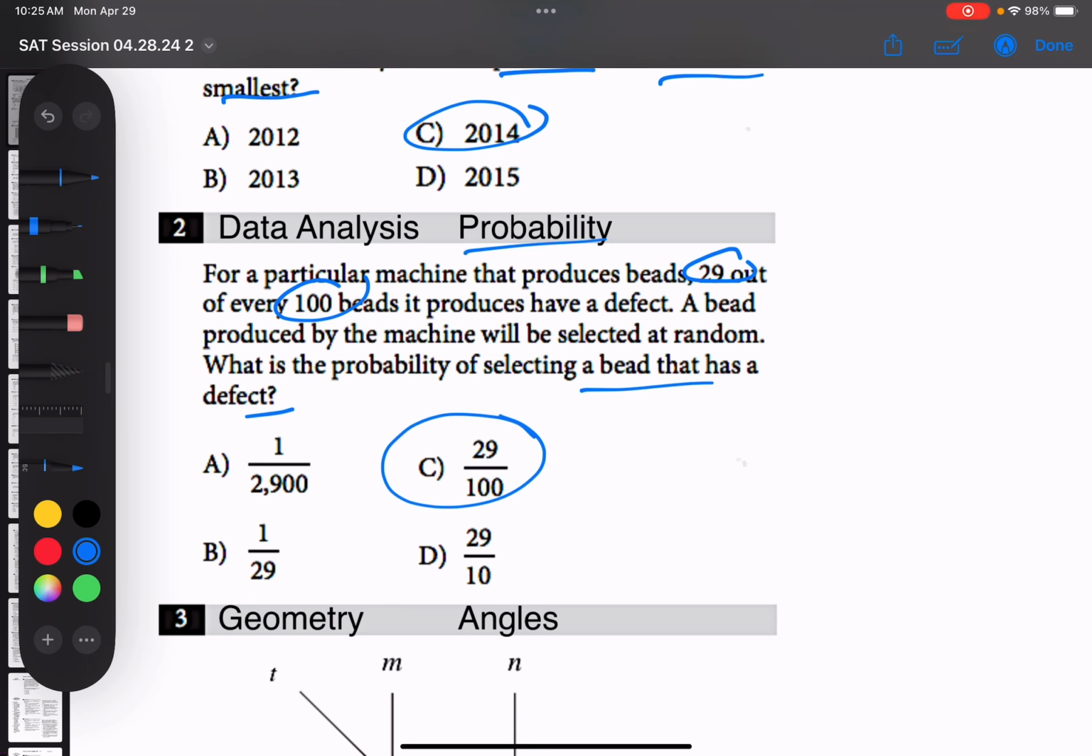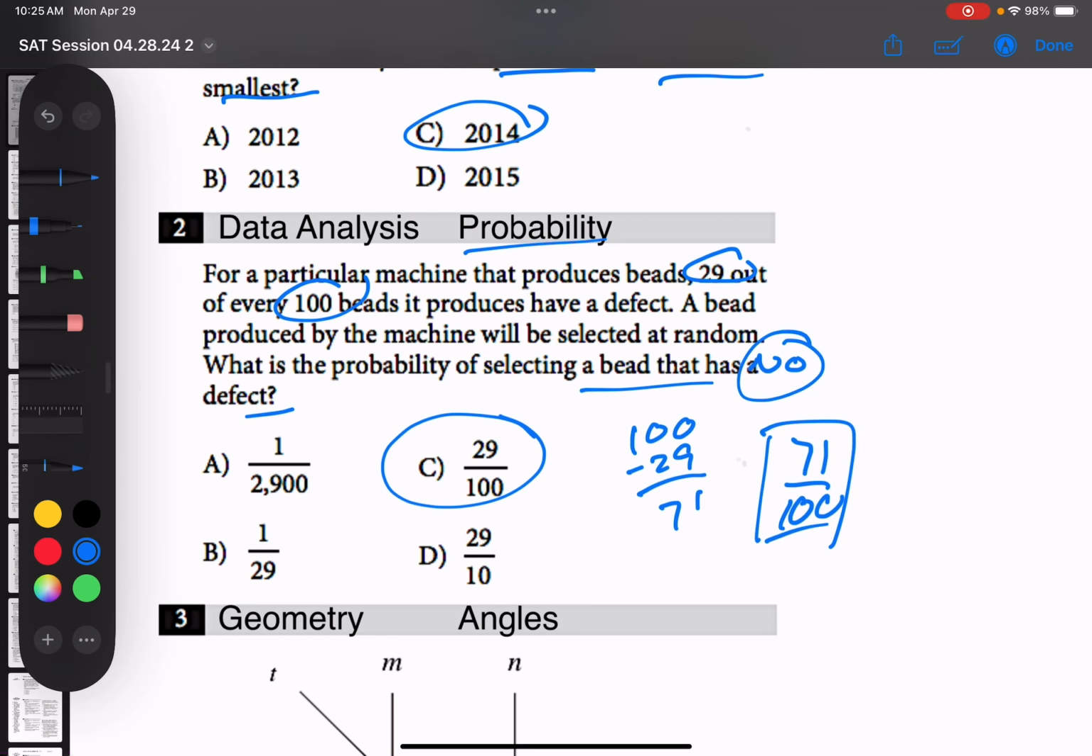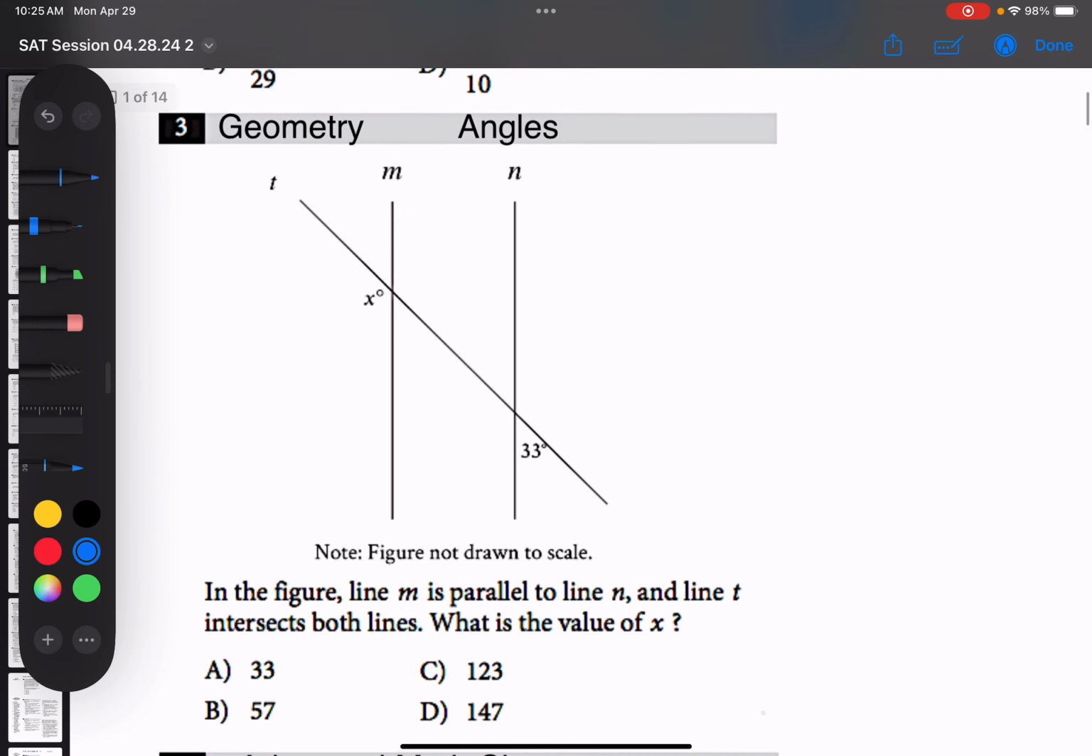Sometimes you can say, what's the probability? And your brain's already assuming that it's going to be 29 to 100, but it says has no defect. So what's that answer going to be? We have to subtract 29 from 100, which would be 71. So that would be 71 out of 100 that has no defects. So be very careful with the wording. A lot of students make careless errors with that.